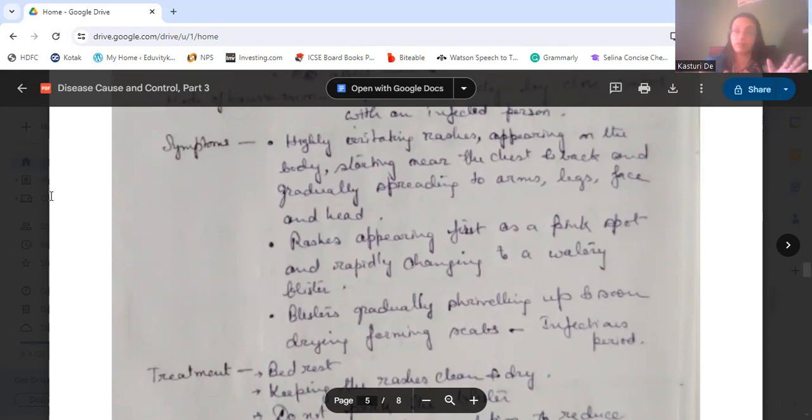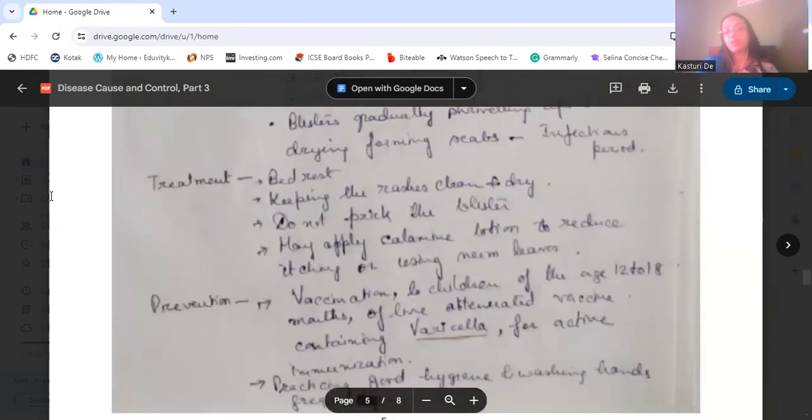So this period, when blisters are shriveling up and turning into scabs, is very infectious, because when the scabs fall and a healthy person touches those by any chance, they get infected. That can cause infection to the healthy person also.